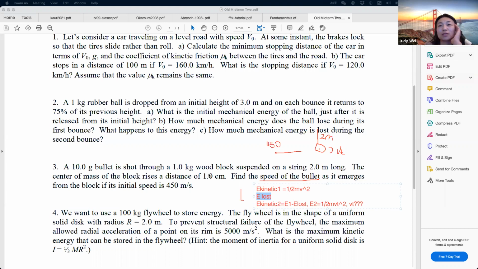So I'm kind of confused. So the string 2 meters long, is this 2 meters long? Okay, let's see if there's something. So this one is holding a 2 meters long string with a wood block.